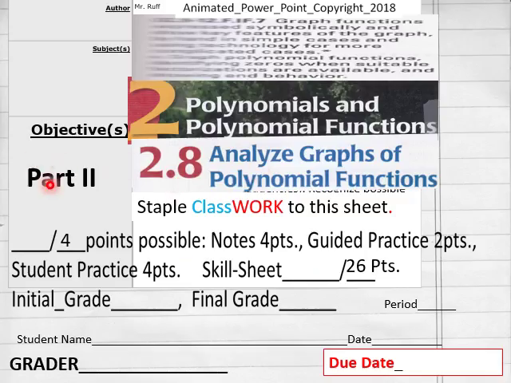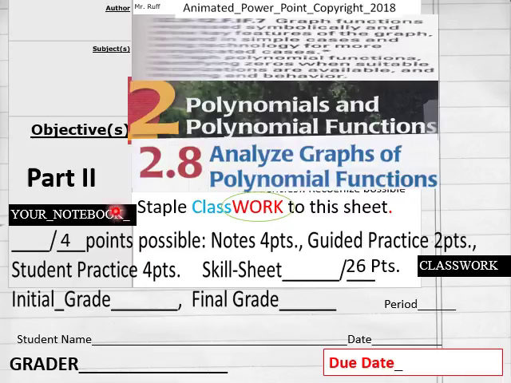And 2.8 part 2 today. We have a 26-point class worksheet today for this lesson. And then 4 points here of note-taking, polynomials and polynomial functions, analyzing graphs of polynomial functions. Here is your standard, if you can read it, it's barely in there.